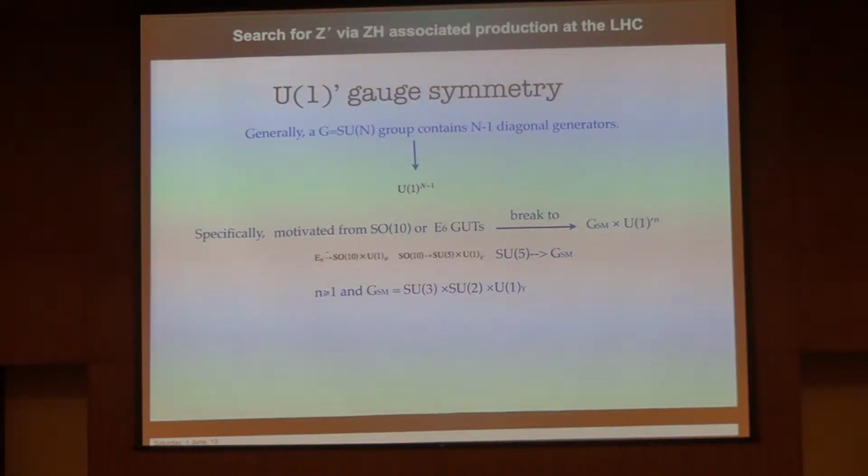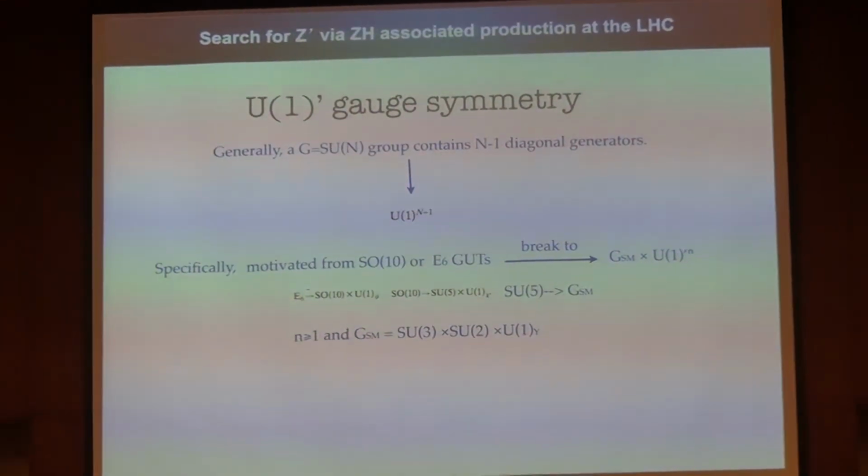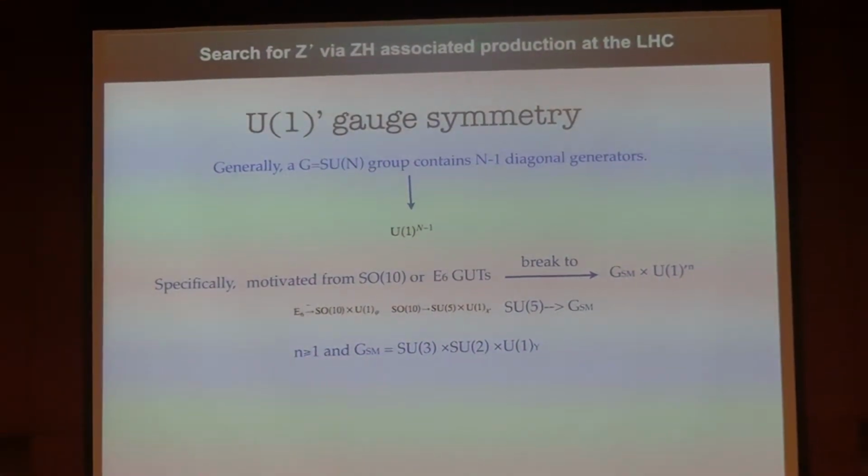Let's see first the U1 prime gauge symmetries and its associated Z prime gauge bosons. Generally, we have an SU(N) group, which contains N-1 diagonal generators, corresponding to N-1 U1 groups. And specifically, if the theory is motivated from SO10 or E6 GUTs, it will break into the Standard Model group times additional U1 prime groups.